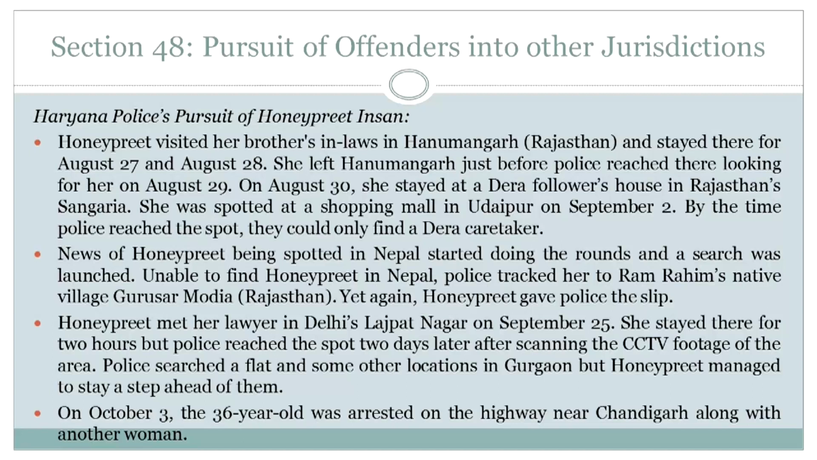Then suddenly, the Haryana police came to know that Hanipreet met her lawyer in Lajpat Nagar in Delhi. They went there. They missed her there as well, but finally on October 3rd, they were able to apprehend her. They arrested her near Chandigarh on the highway. So the police pursued her into several jurisdictions: different districts in Haryana, Rajasthan, UP, Gurgaon, Lajpat Nagar, and Delhi, all over the place. Section 48 gave them the power to pursue people who are sought to be arrested, like Hanipreet Insan, into other jurisdictions. That brings us to the end of this lecture on the arrest of persons.